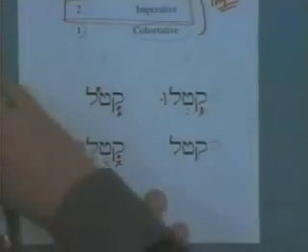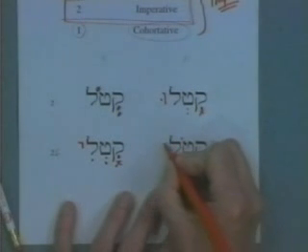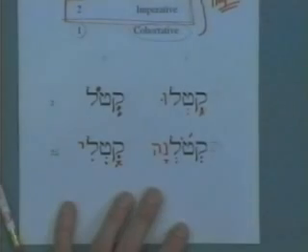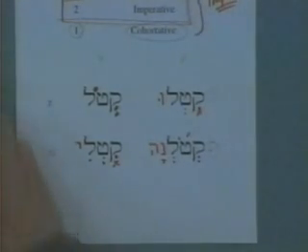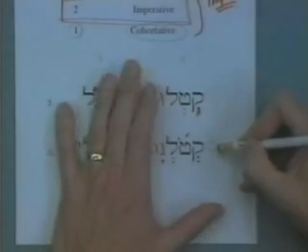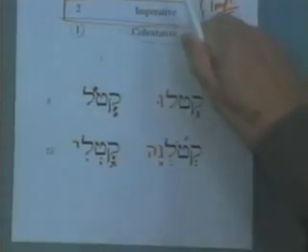And what's our fourth form? Tik, what would it be? Tiktolna, with the accent there. Tiktolna. And now make this imperative. Take off the prefix. All right.